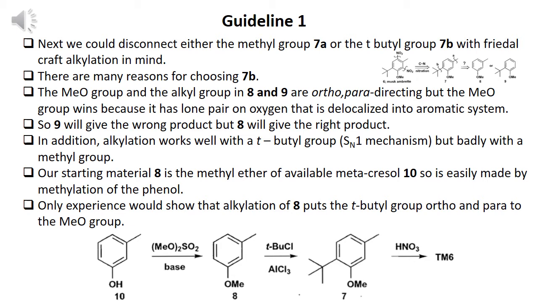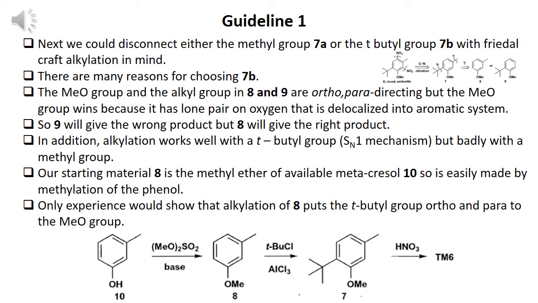If we are doing Friedel-Crafts alkylation on 8 with a tertiary alkyl halide, then we can easily get 7. In addition, alkylation works well with tertiary butyl via the SN1 mechanism, but badly with the methyl group.